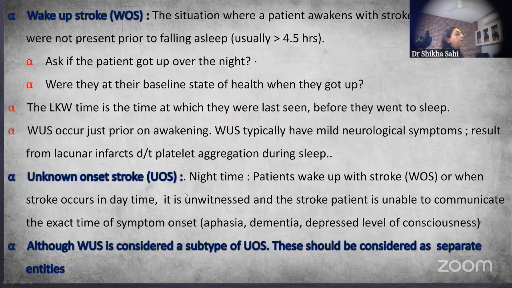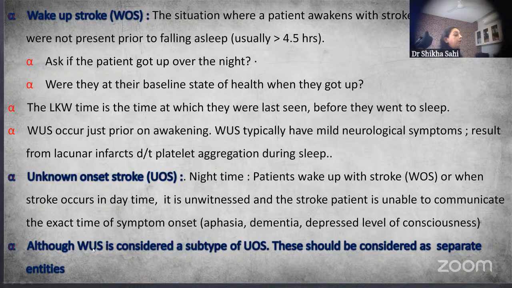Whereas unknown onset stroke can be of two types. Either the patient has woken up after sleeping with the stroke, which happened in the night time, and this is called wake-up onset stroke. Or the stroke occurs during the daytime, it is unwitnessed, and the patient is unable to tell exactly how the symptoms started because he is aphasic, he is confused, or there is already dementia or something. We are not able to find out when the stroke happened in the daytime. So this is called unknown onset stroke.